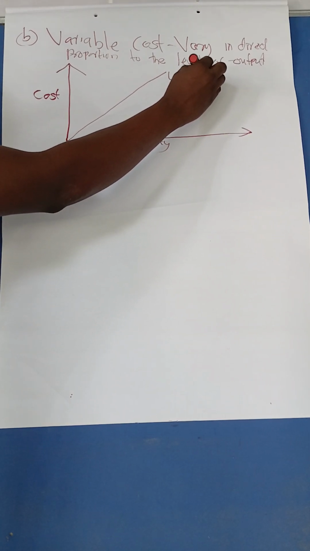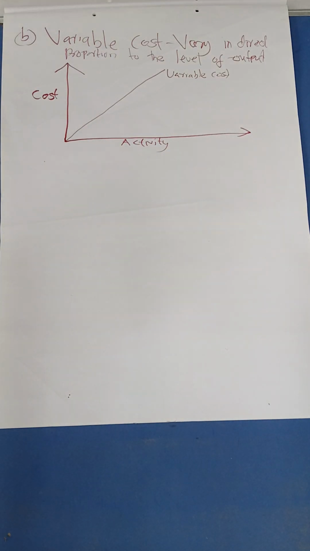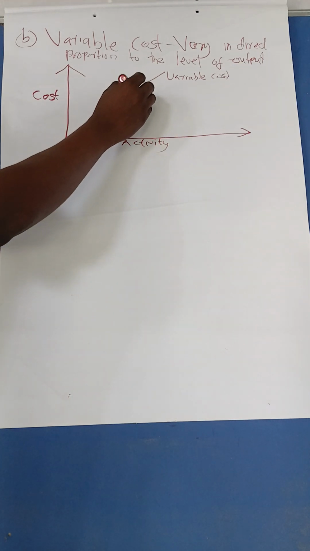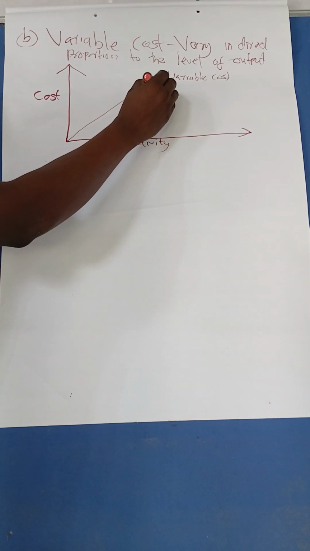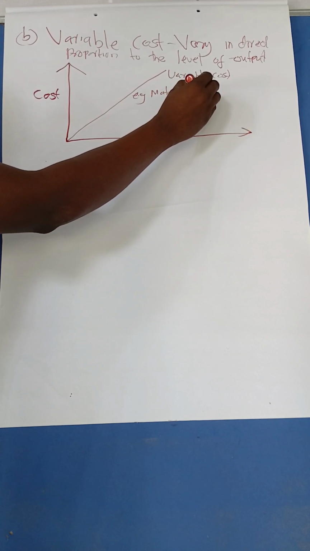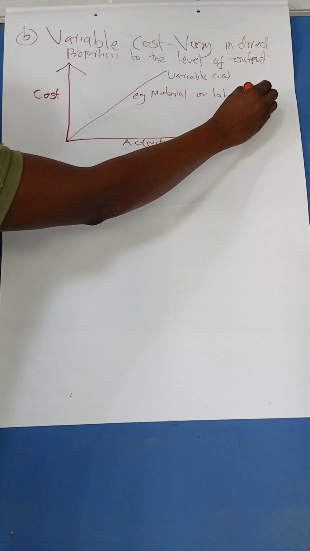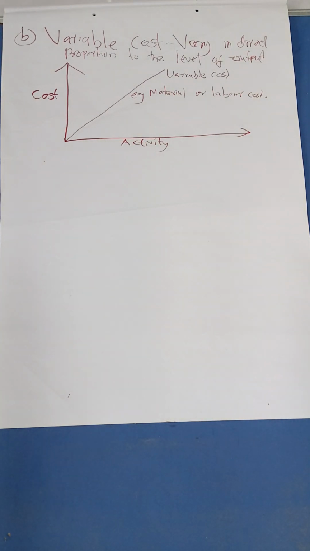Variable cost. And then you can give an example and say maybe the material, e.g. material, or labor cost. Labor cost. Good. Thank you. We go to another one.